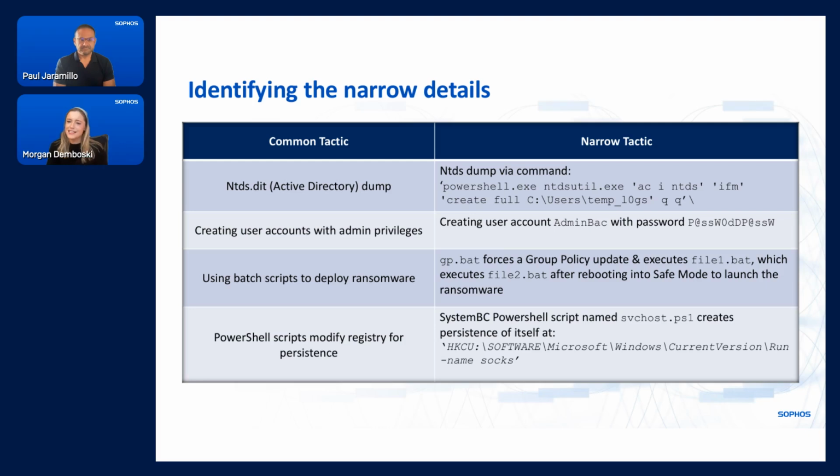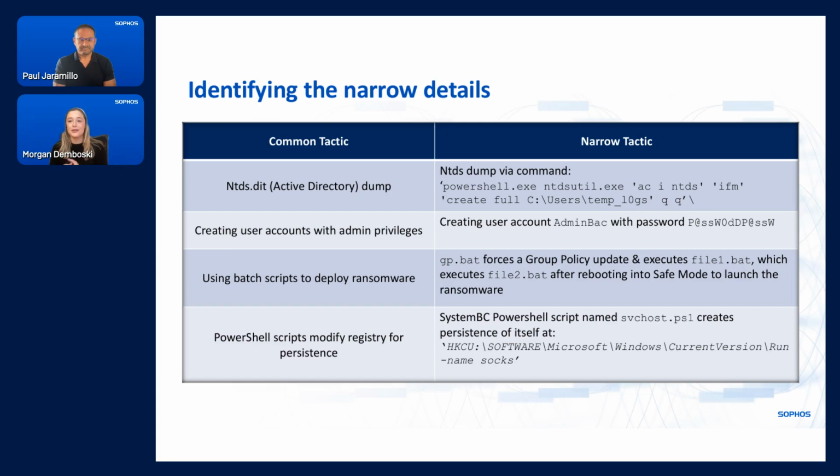And if we're looking at specific examples of how that works, here we have a table of very common broad tactics next to added specific details that can be used to map out notable patterns of activity, specifically by ransomware affiliates. So for example, an NTDS dump is common to dump credentials, but using this specific command to create a backup of ntds.dit to a folder named temp_logs, it's much more specific.